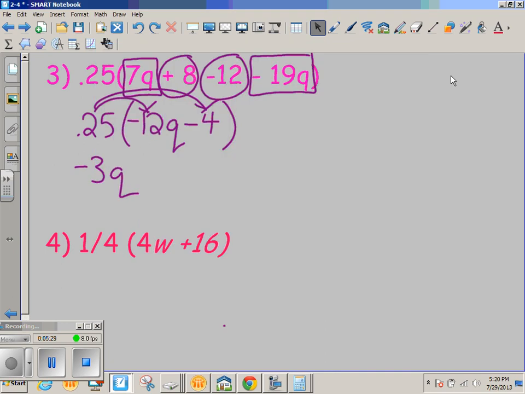Doesn't look like that's going to cooperate. So you can go ahead and just punch that in your calculator. I'll give you time to do that. 0.25 times negative 12 equals negative 3Q. And then now I have 0.25 times negative 4, which is going to give me negative 1.